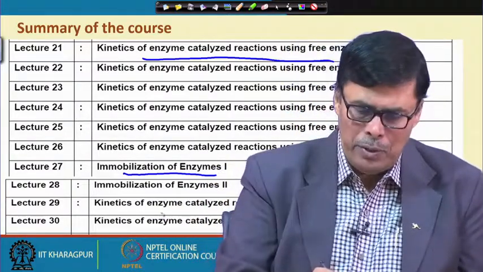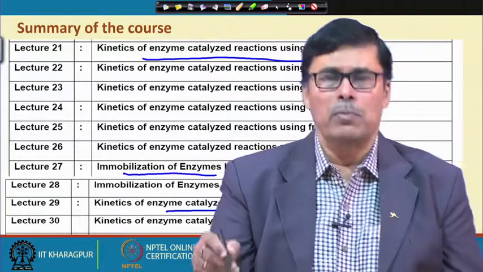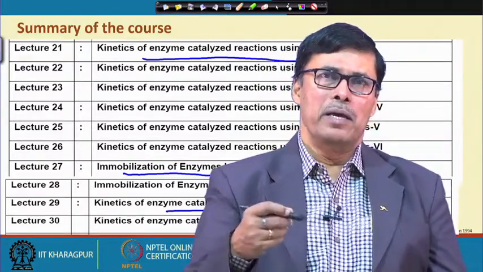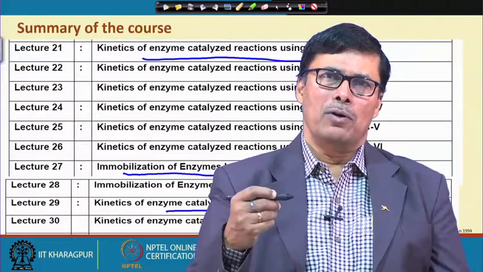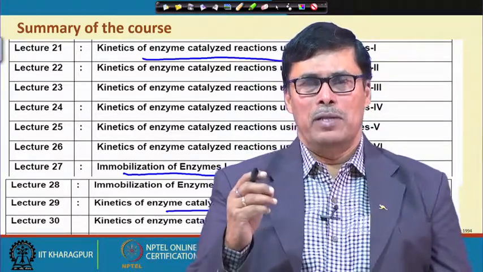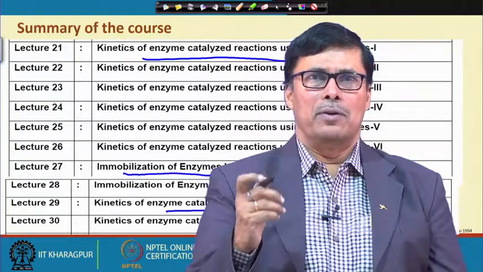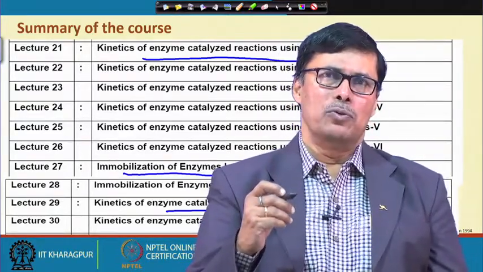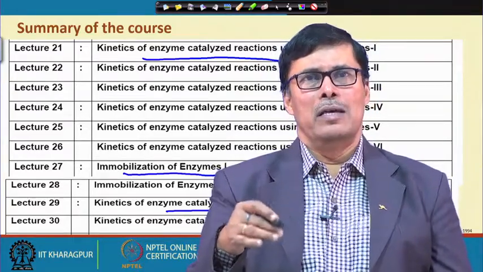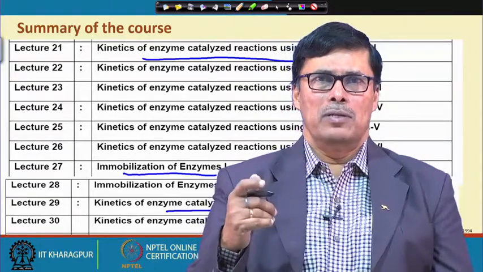Then we discussed the kinetics of the immobilized enzyme system, and how the heterogeneous reaction kinetics can be explained. We came across two new terms: one is called the Damköhler number and the other the effectiveness factor, and we tried to find out how these two parameters change during the immobilization system.